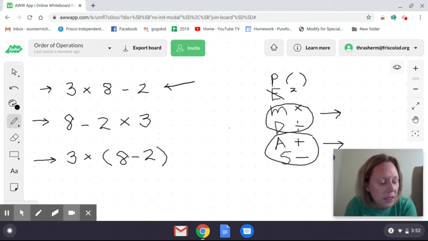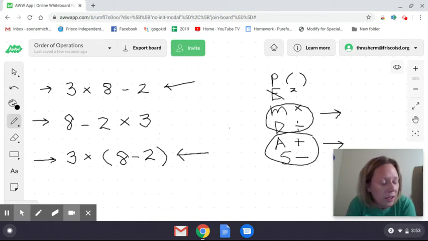Now listen to this phrase. Subtract 2 from 8 and then multiply by 3. So I know on this bottom problem, because the 8 minus 2 is inside the parentheses, I would subtract 2 from 8 and then multiply by 3. So I'm talking about that bottom problem with that phrase.